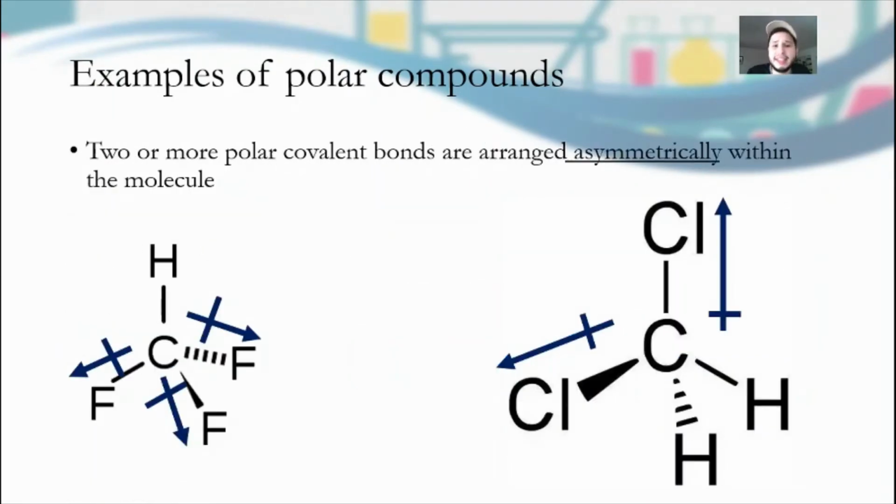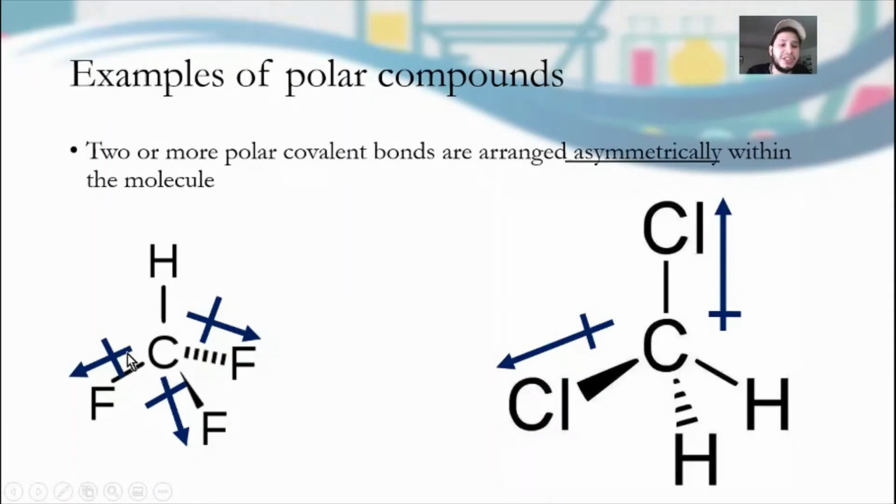Let's take a look at the second scenario. Two or more polar covalent bonds are arranged asymmetrically within the molecule. In order for a molecule to be polar, I need to have at least one polar bond. Let's look at the first image. I have a CH bond. Remember, that is a nonpolar bond. So this bond is nonpolar, but the other three bonds, the CF bonds, are polar.